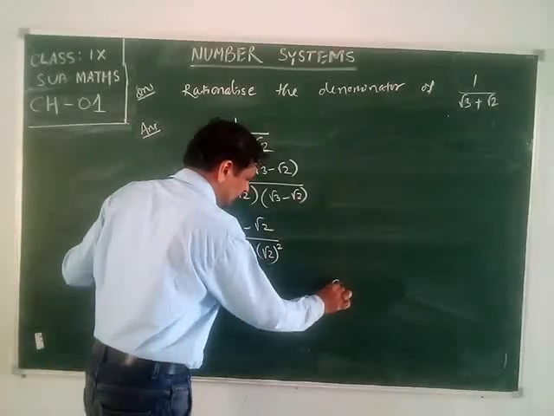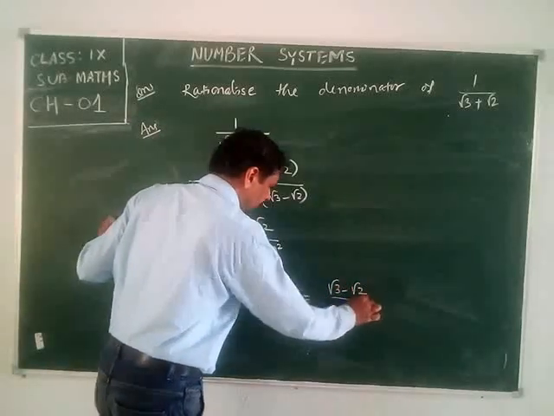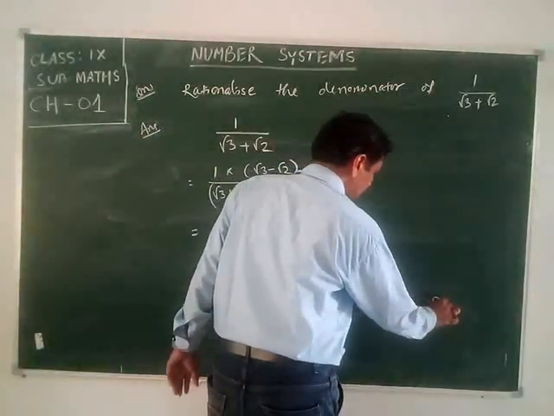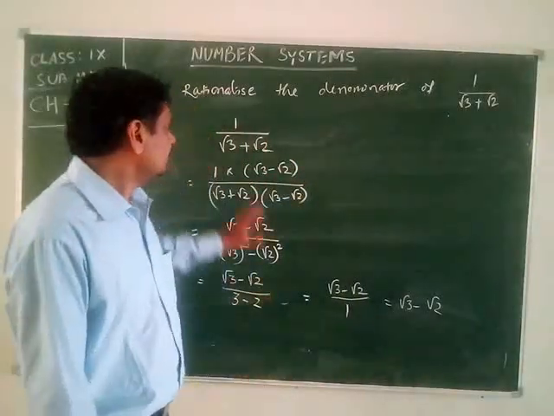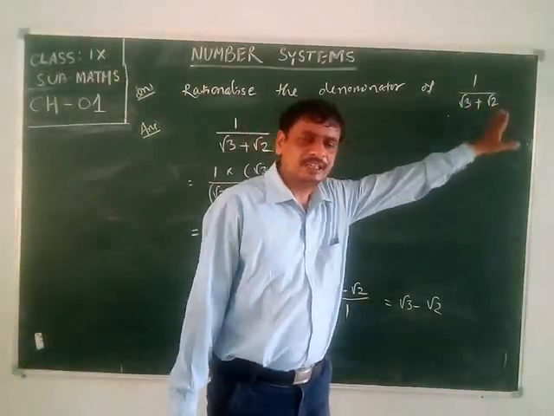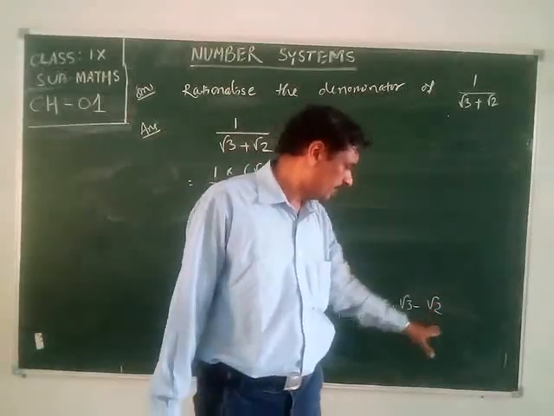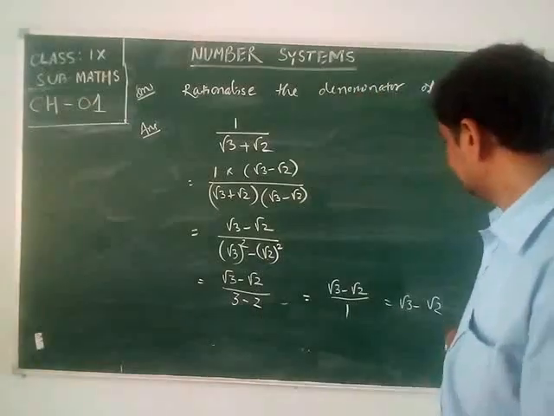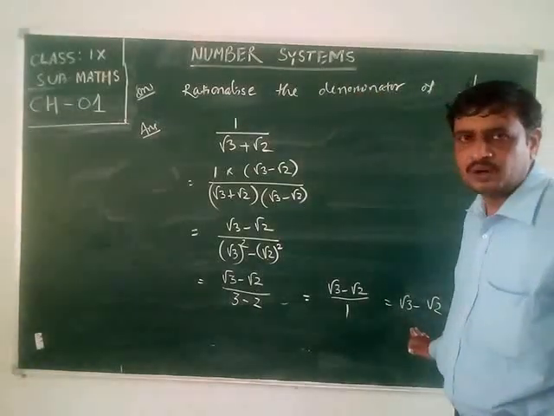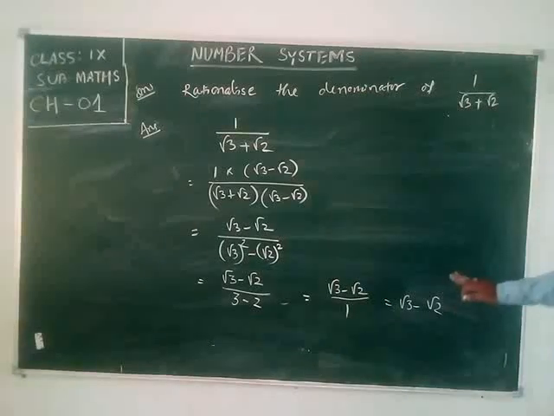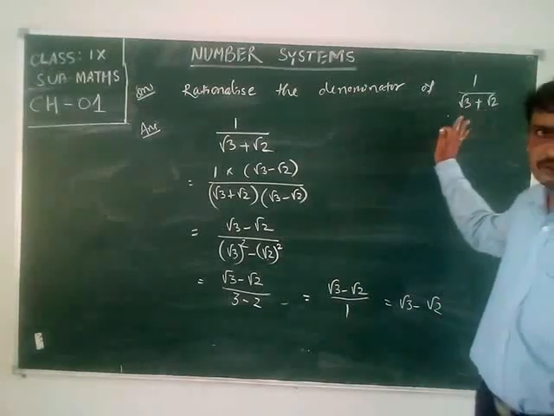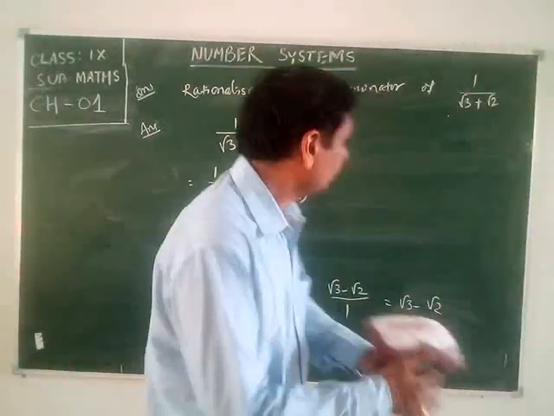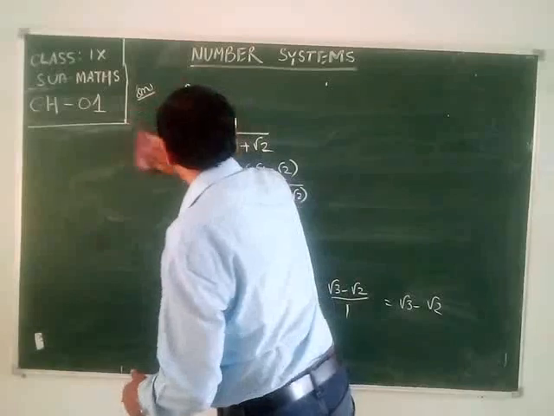Now, it can be written as root 3 minus root 2 by 1, or simply we can write root 3 minus root 2. Now, the number 1 by root 3 plus root 2 can be written in this form also, where the denominator is a rational number. So, we got the rational denominator of the number that was given to us. Next, another example is here.